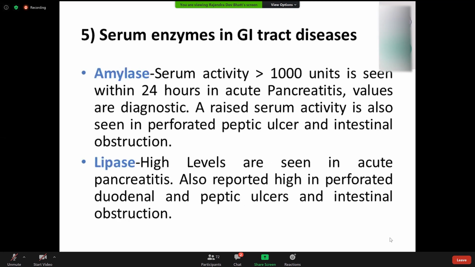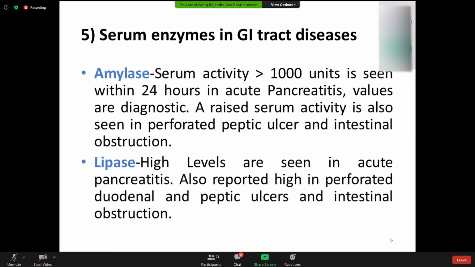Serum enzymes in the GI tract. Similarly, in the GI tract, amylase, yes, especially for pancreatitis, we measure amylase and lipase. Serum activity of more than 1,000 units can be seen within 24 hours in acute pancreatitis. Generally, it's less than 100. Amylase digests carbohydrate. We have ptyalin in our saliva, lingual lipase. Then it's released from the pancreas. This is for the digestion of carbohydrate actually.